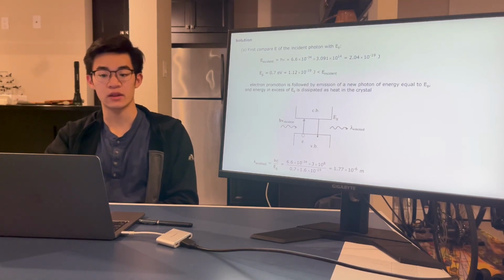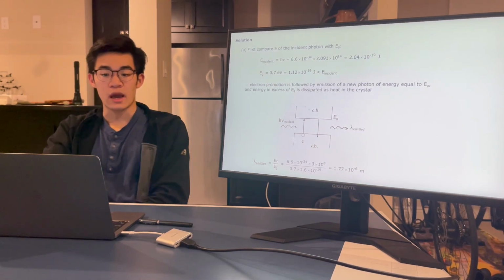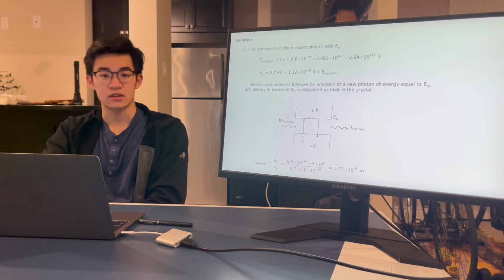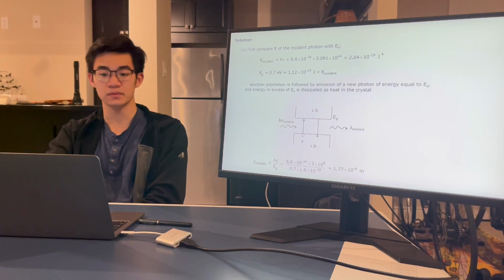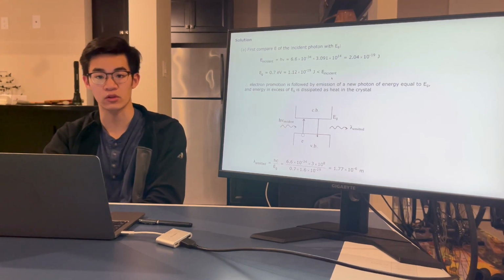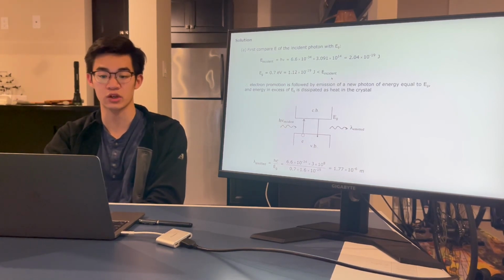First, we need to calculate the energy of the incident photon and the energy of the band gap and compare them. The energy of the incident photon is given by h times frequency, and this turns out to be 2.04 times 10 to the negative 19 joules. Then we convert the 0.7 electron volts into joules, and we find that it is smaller than the energy of the incident photon.